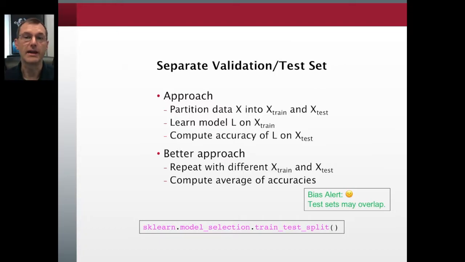Now, scikit-learn has a method built in for generating these training and testing splits for us just by passing in the data. And so let's take a look at how to use that to generate one of these generalization accuracy estimates.